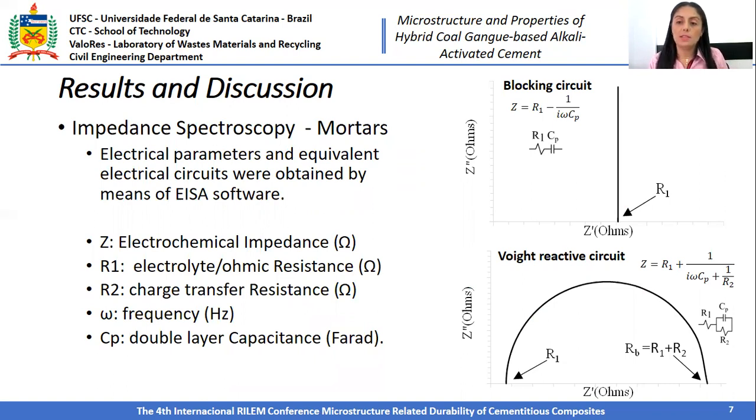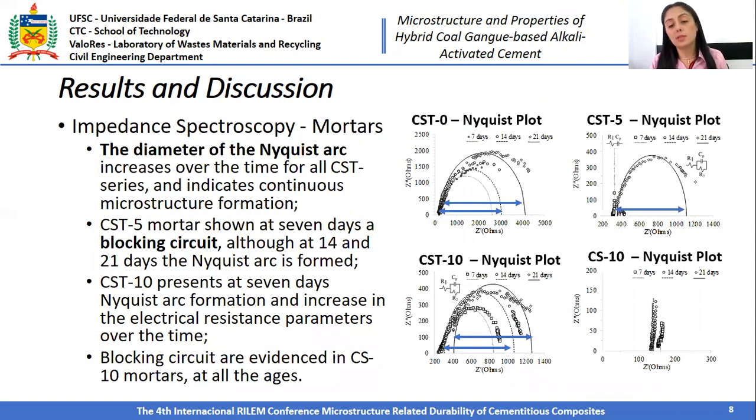Void type circuit and blocking circuit were simulated according to the figure. The capacitive loop increases over time for all CST mortars and indicates continued microstructure formation. The CST0 was overcured, so the electrical parameters were higher than for hybrid mortars. The heat current can accelerate the alkaline reaction and reduce the content of metal ion in the electrolytic solution. The CST hybrid mortars showed different behavior. The CST5 had a blocking circuit at 7 days and a capacitive loop formation after 14 days. This behavior may evidence a slow alkaline reaction.